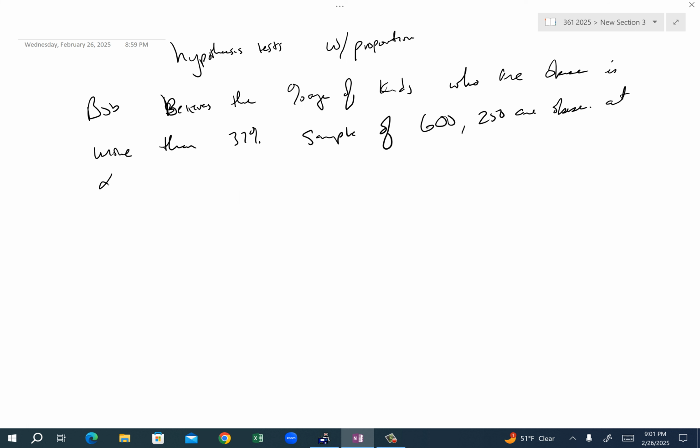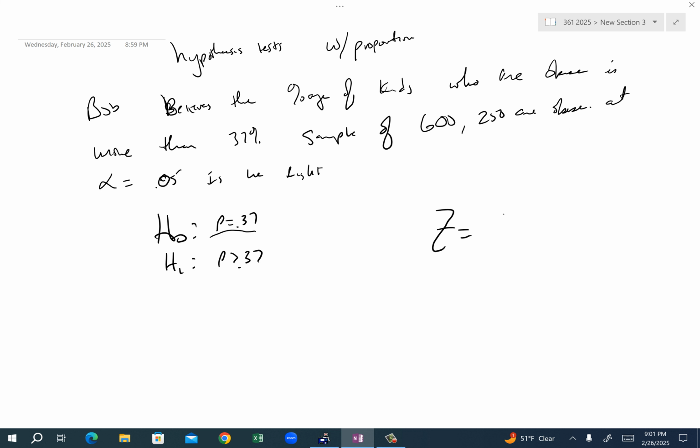At alpha equal 0.05, is he right? Now, this is critical on this one. Don't screw this one up. So H0, H1. We are told that he believes that P is equal to 0.37, or he thinks it's greater than 0.37, but that's the idea. We are, again, operating under this assumption. Now, pay attention. This is huge.